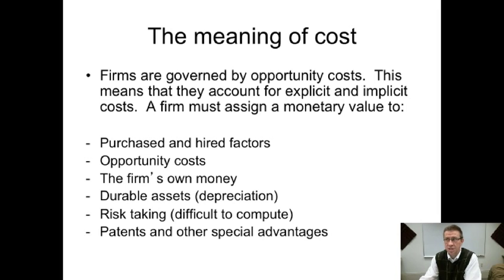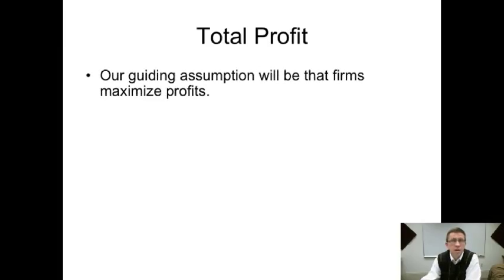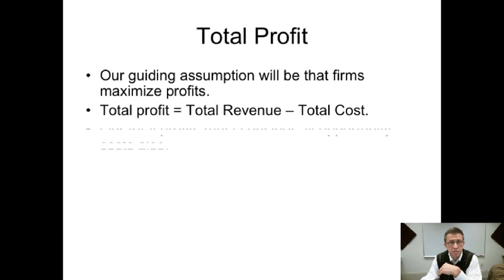Same with KFC and their Colonel's 11 secret herbs and spices recipe, right? That has value to the firm. That's a special advantage they have, and a monetary cost should be applied to that to see, is it smart to stay in business or not. So when we look at profits, we're going to be looking at the total opportunity cost of running a business.